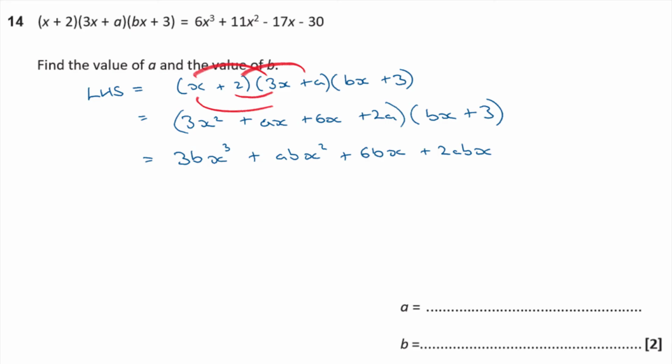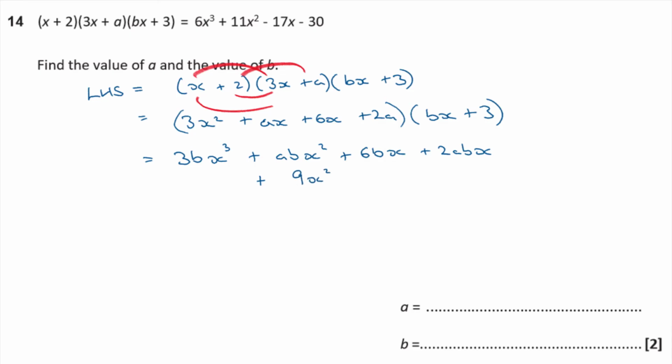Okay, so I've multiplied everything in the first bracket by bx, and now I'm going to multiply everything in the first bracket by 3. Rather than writing a big long line, I'm just going to drop down the line, and I'm going to start doing it from here. You'll see why I'm doing it that way in a sec. So 3 times 3x², that is 9x².